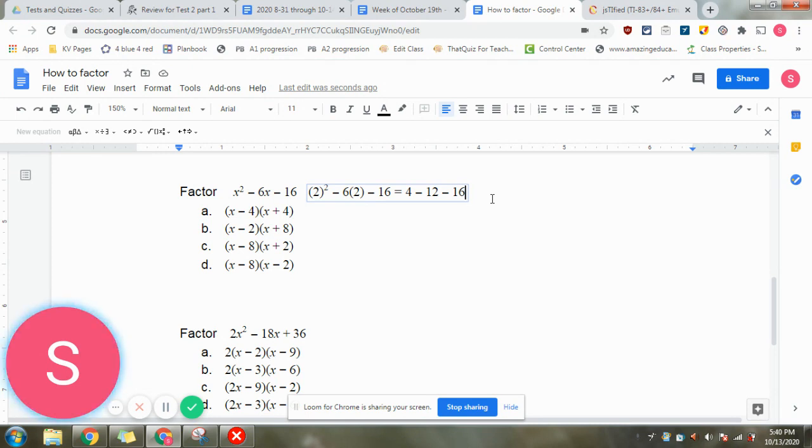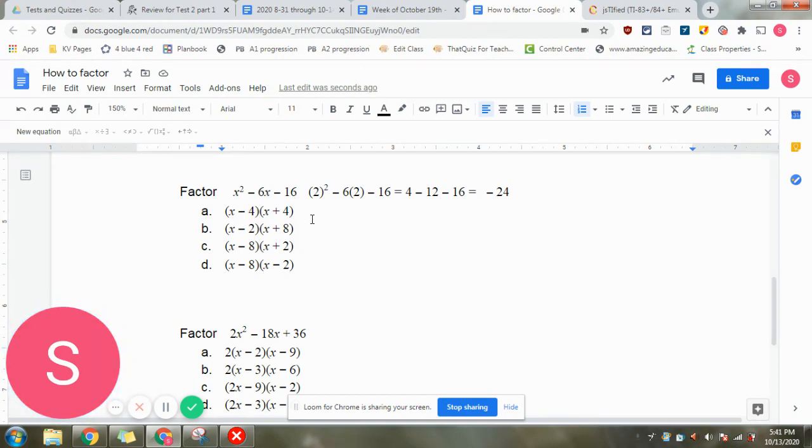Let's see, 4 minus 12 is negative 8. Negative 8 minus 16, negative 24. Alright, so we get negative 24 out of the original when we plug in 2 for x. So what this means is that if we go down here to these 4 answer options and plug in 2 for x, we should get negative 24 back out of one of them.